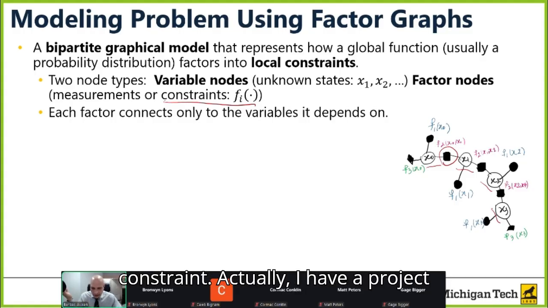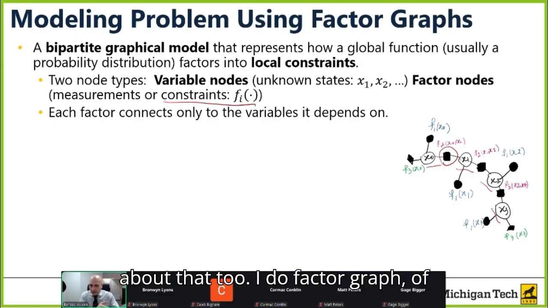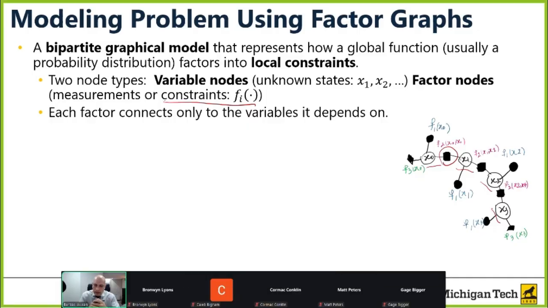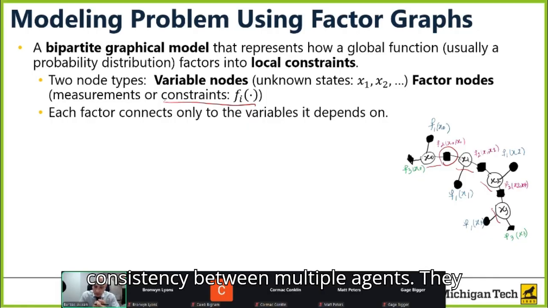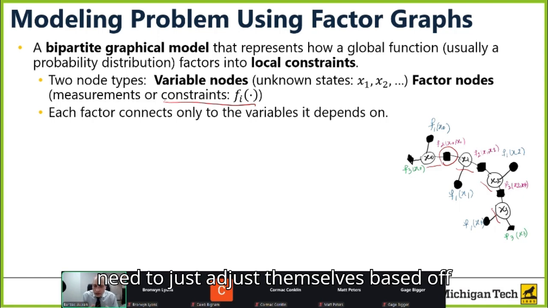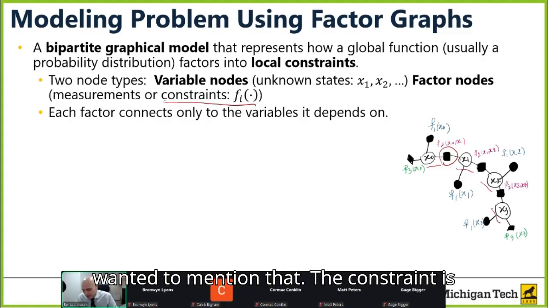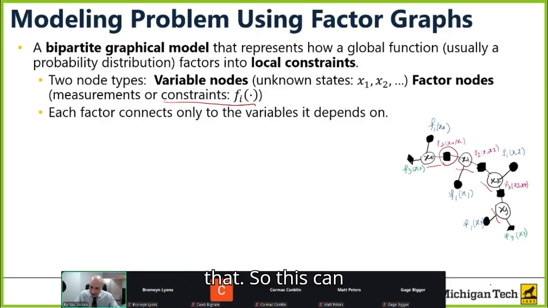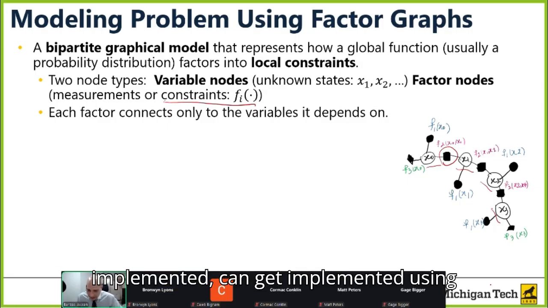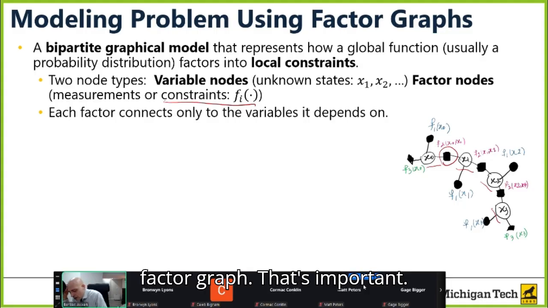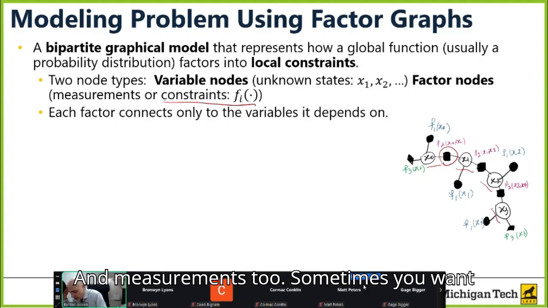So that's a constraint. Actually, I have a project about that too. I use a factor graph, of course, to implement consistency between multiple agents. They need to adjust themselves based off others. And that can be implemented using a factor graph. That's a constraint. I wanted to mention that the constraint is that. So this can be implemented using a factor graph. That's important. And measurements too.